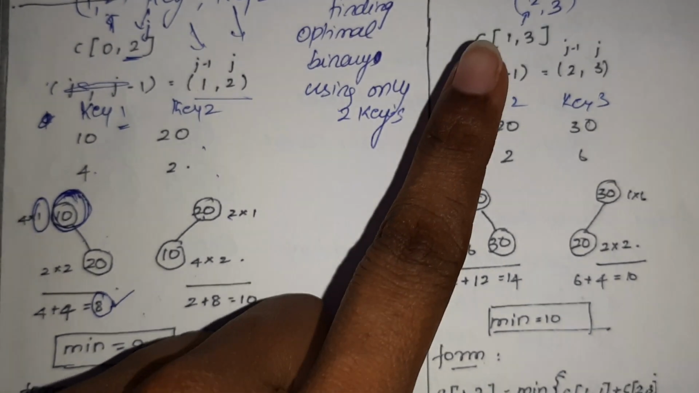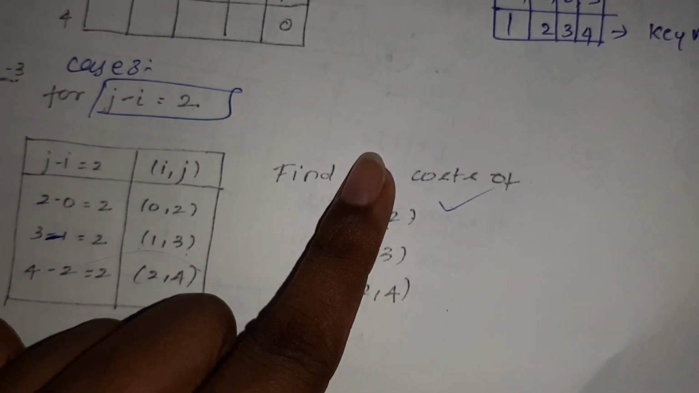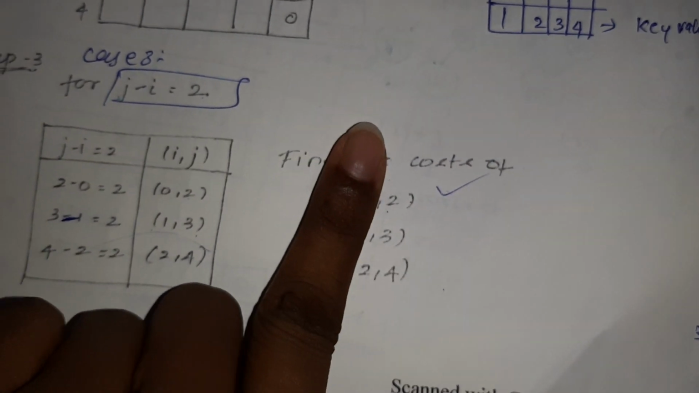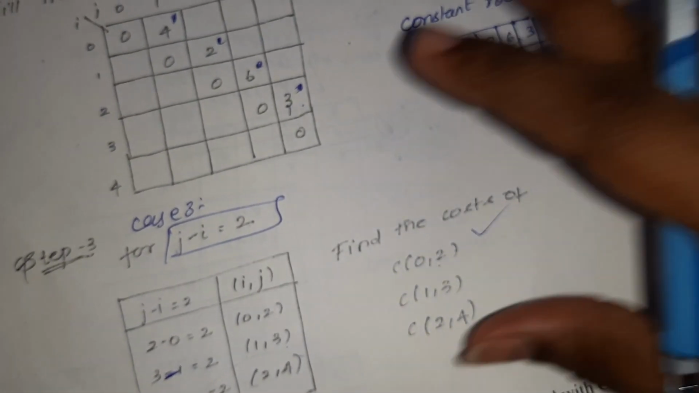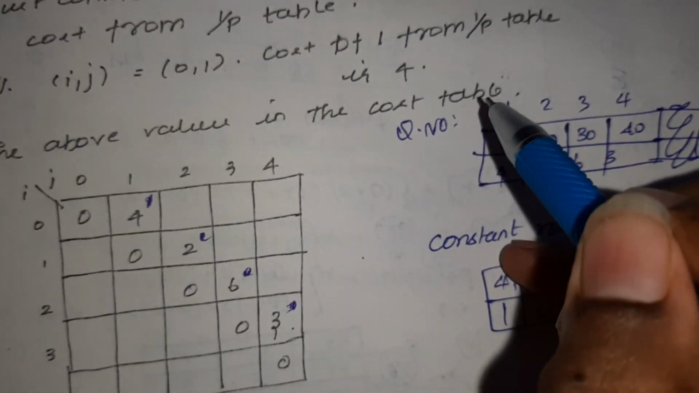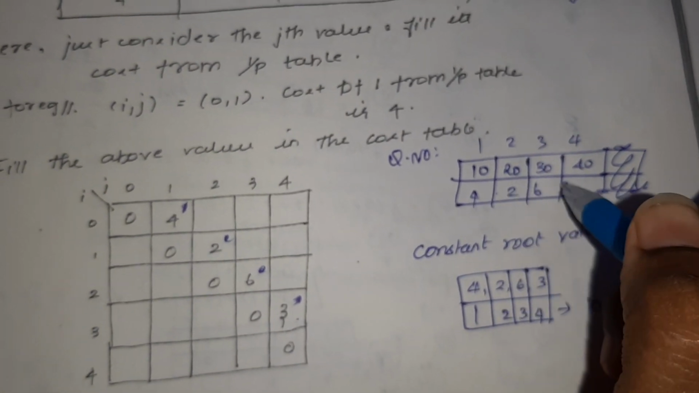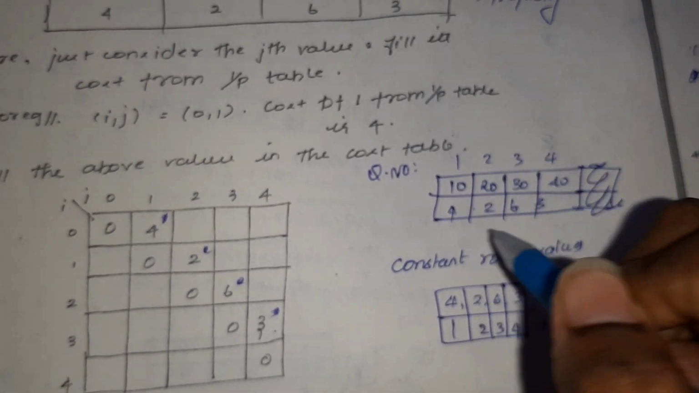So here 1 comma 3, I already said. In 0 comma 2, we are taking 1 and 2, not considering the 0. Like that in 1 comma 3, we should take 2 and 3, the second key value and the third key value. According to the question, the second key value is 20, and the third key value is 30, with the frequency range 2 comma 6. I am going to take it for this one.